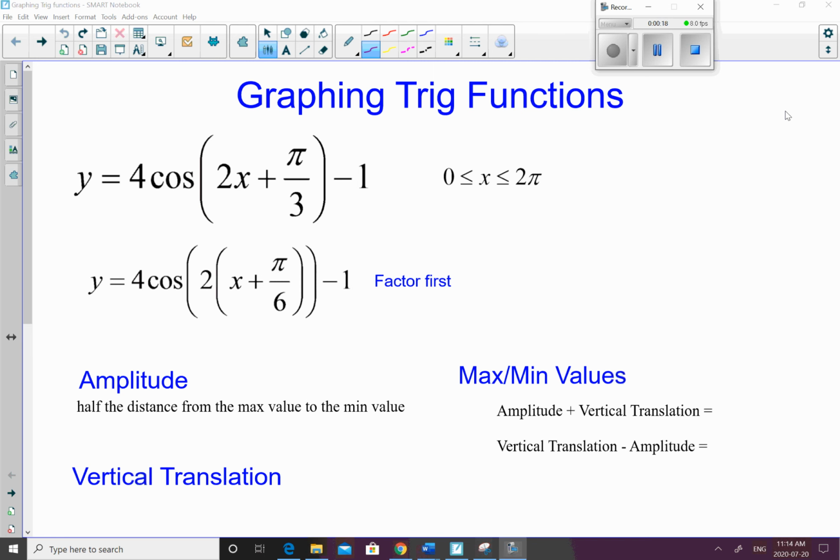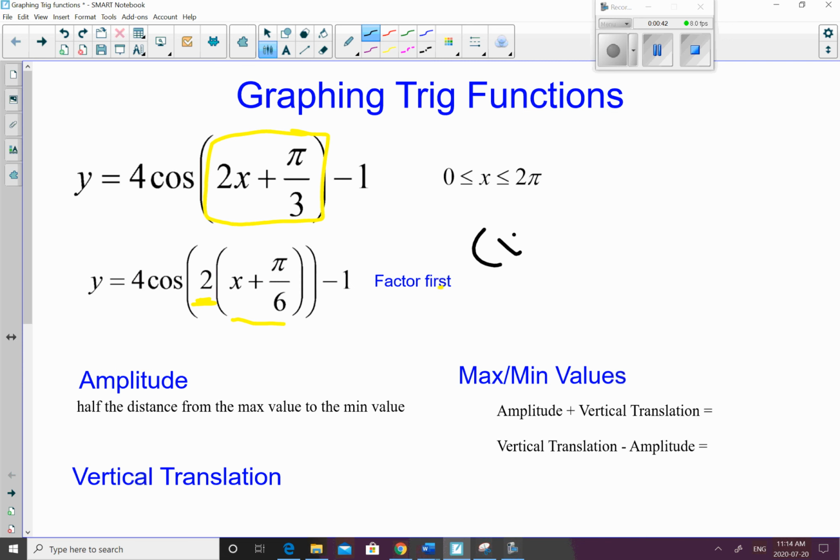Okay, so the first thing I want to do when I'm given a trig equation is to make sure that inside the bracket we've factored out any of the coefficients in front of the x. So I have to pull the 2 out, and I'm left with x plus pi by 6, because pi by 3 divided by 2 is pi by 6. And then I'm ready to do my mapping notation.